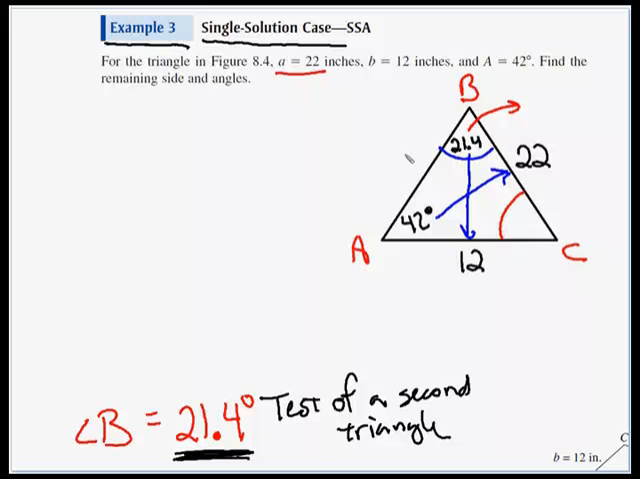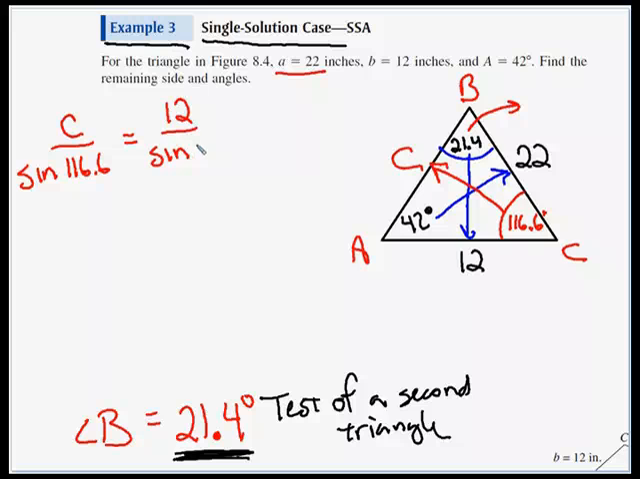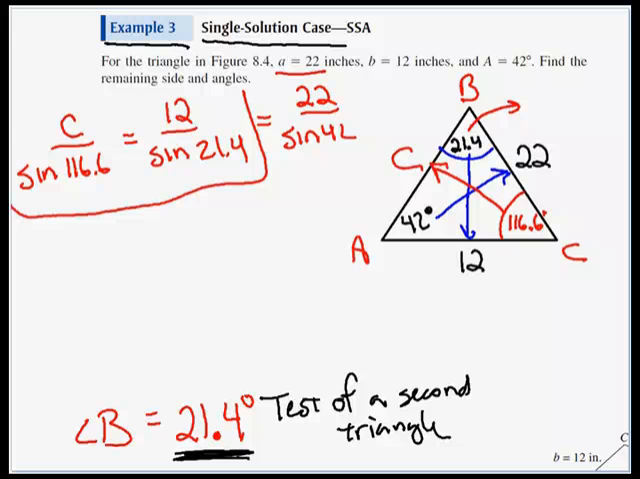We've got to find angle C and side C. Well, angle C is not bad. If we take the other two angles and subtract them from 180, we get 116.6 degrees for angle C. And I want to solve for side C. So I'm going to start my proportion with C over the sine of 116.6 is equal to. Now we have options. We could do side B and angle B: 12 divided by the sine of 21.4. If you don't like that one, we could set it equal to 22 over the sine of 42. Either one of these is going to work just fine. Let's concentrate on this one here.